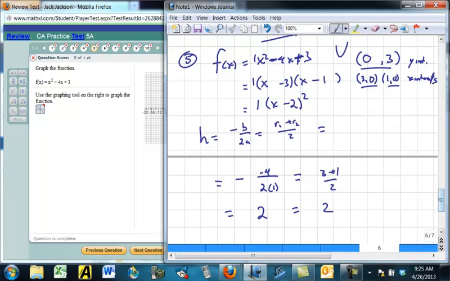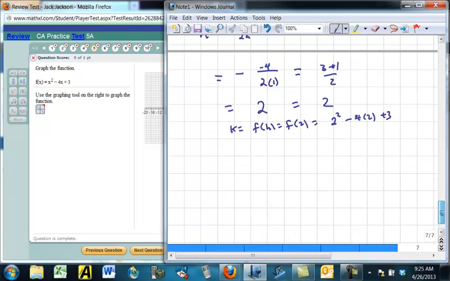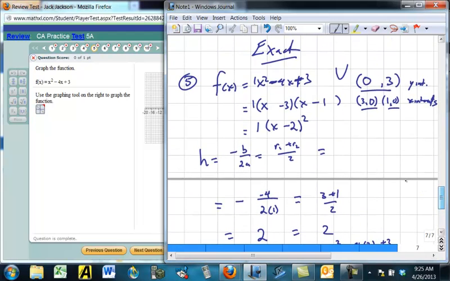And now we need to find k, and we could do that by plugging in, it's just f of h. k is f of h. So, in other words, it's f of 2. We just plug in 2 in our original: 2 squared minus 4 times 2 plus 3. That's 4 minus 8 plus 3, that's negative 1. So we have minus 1 here. So the vertex is (2, negative 1). So there's some interesting points there.